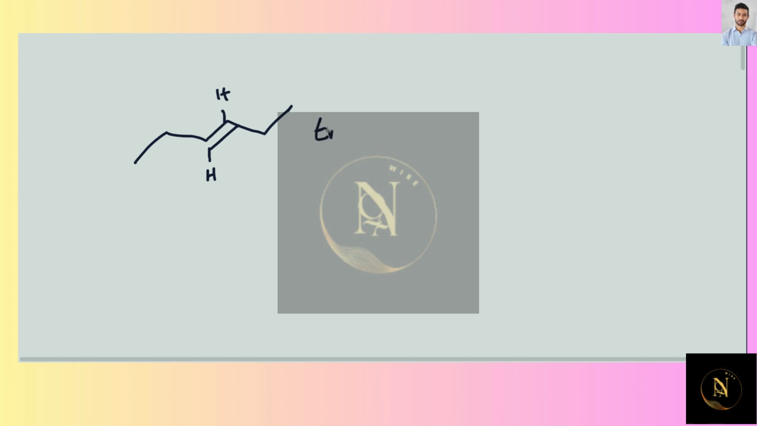So this would be the trans or E version, right? Because the ethyl groups are on opposite sides. And then if we want to draw the cis version, we simply swap the hydrogen and the ethyl group. So this would be cis or Z. Z stands for zusammen, which is German for same, as in same side. Okay. Next, we've got 1,1-dibromopropene.